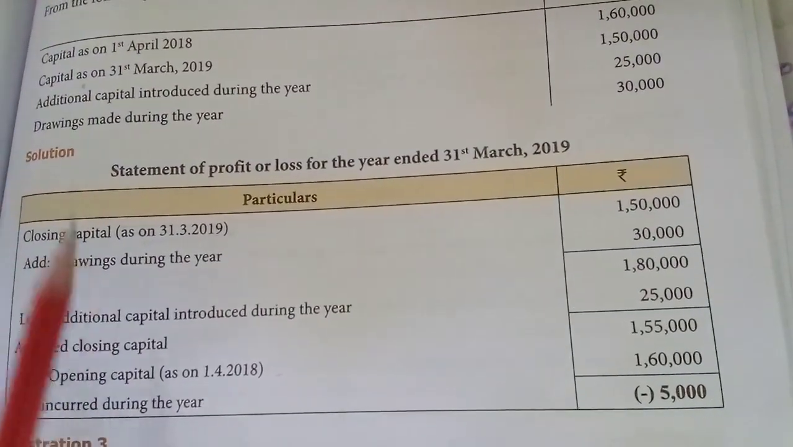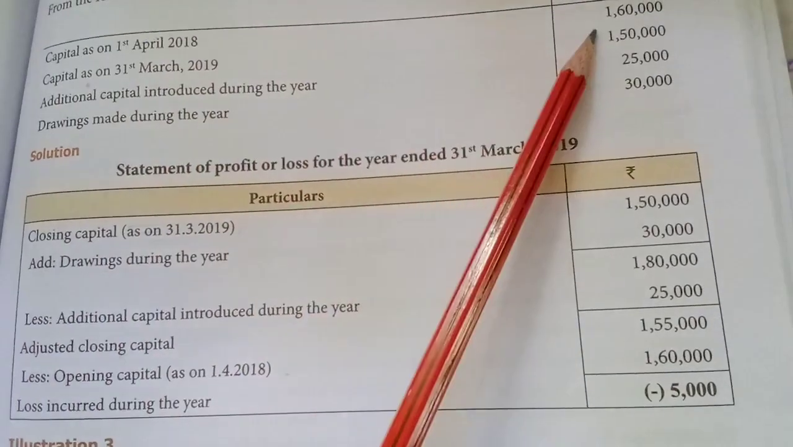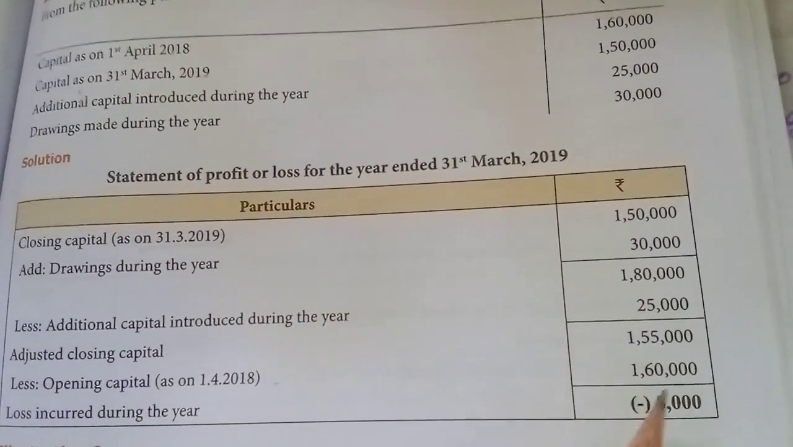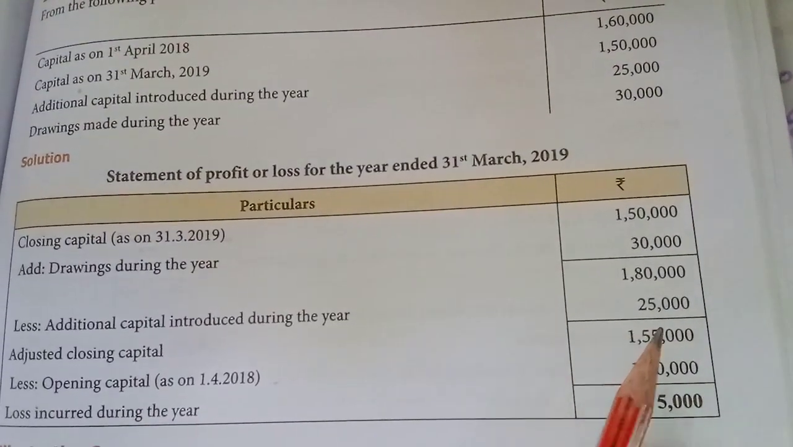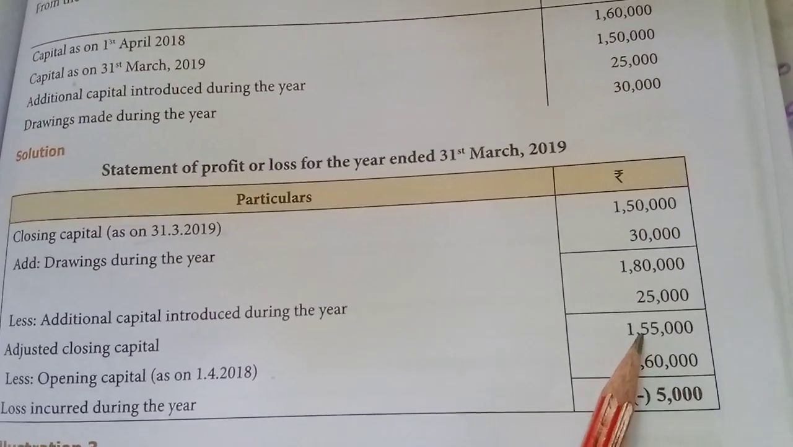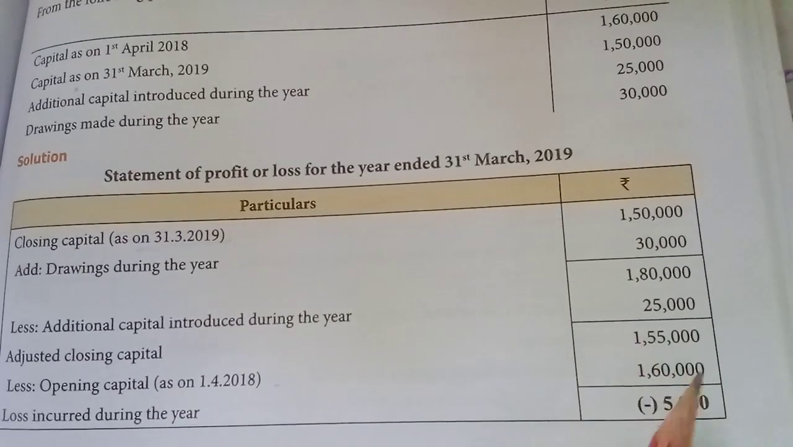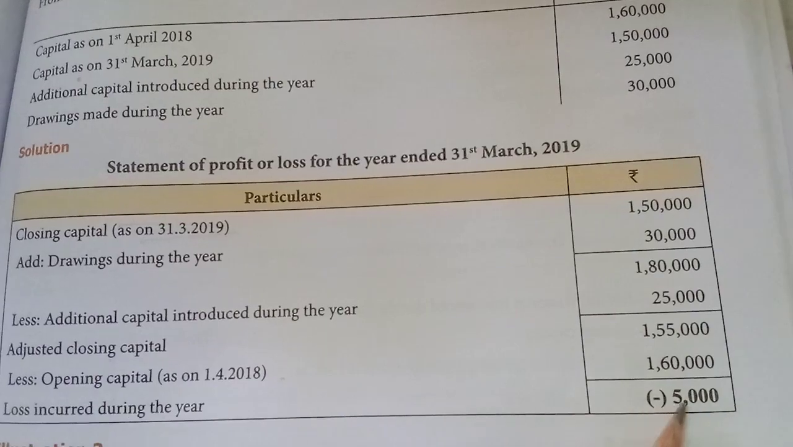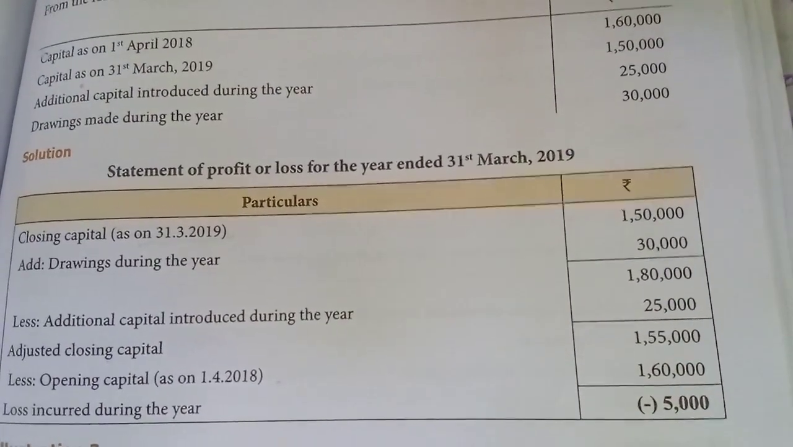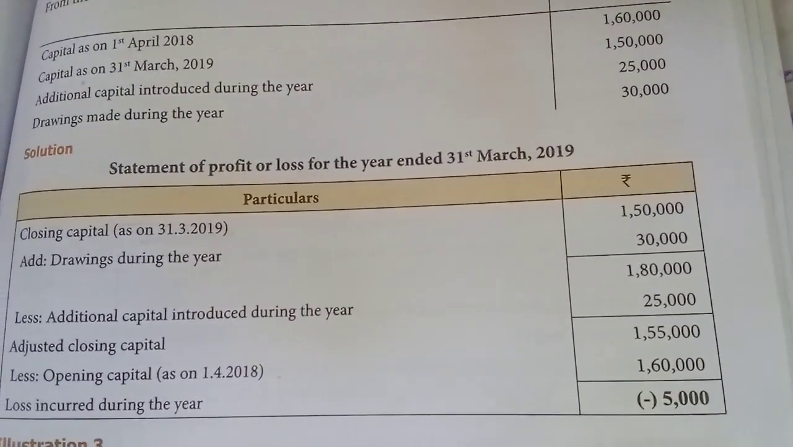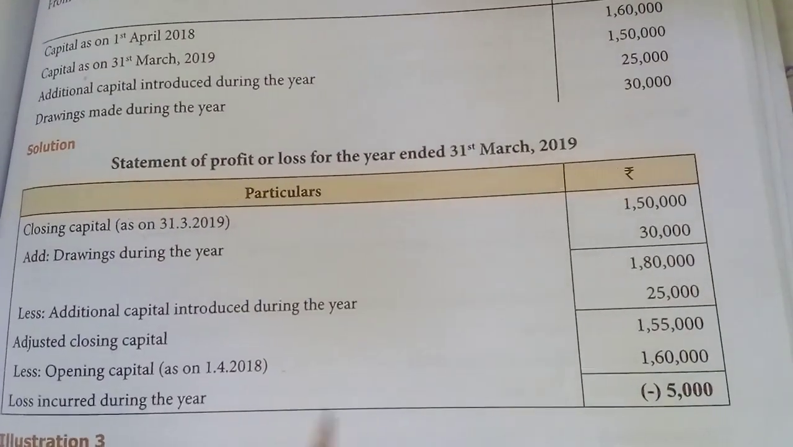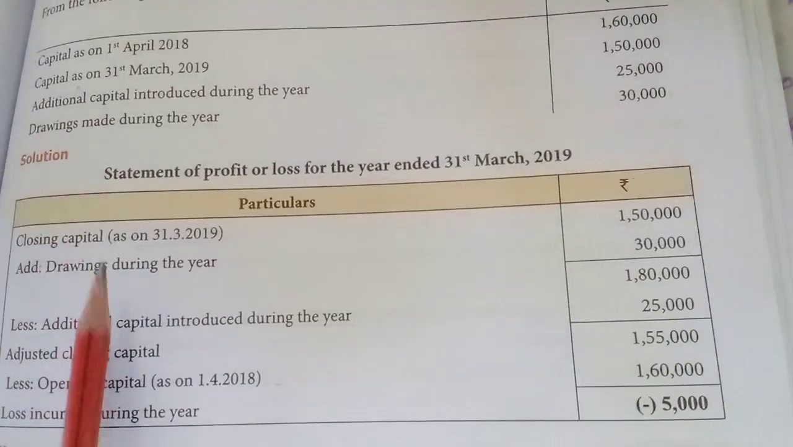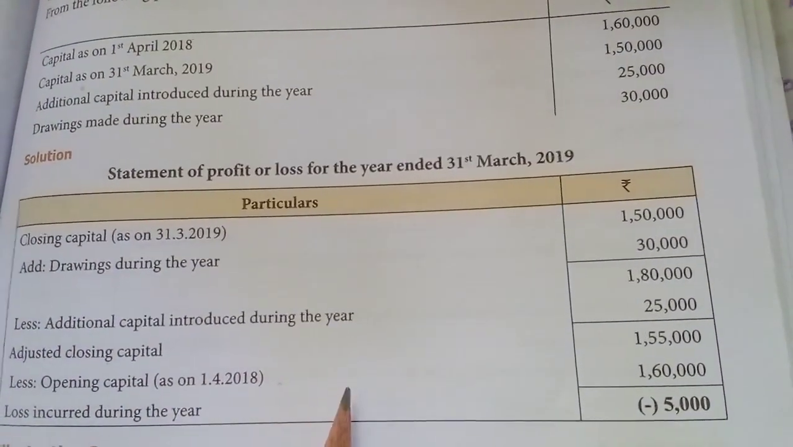Then less opening capital, that is the first item, 1,60,000. So here you see this opening capital is more than the closing capital. So you have to deduct this amount from this amount. So 1,60,000 minus 1,55,000, we will get 5,000. That is the loss incurred during the year. Loss incurred you have to write, or simply you write loss. That's all. Shall we see an exercise in the same pattern?